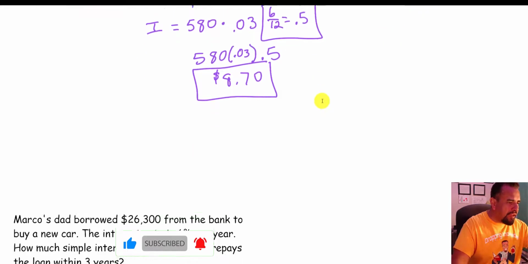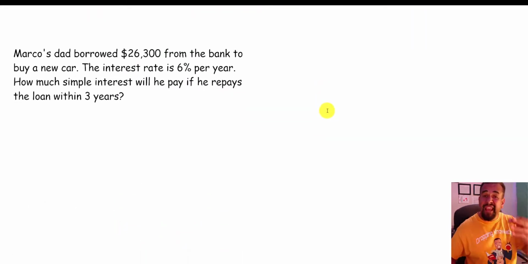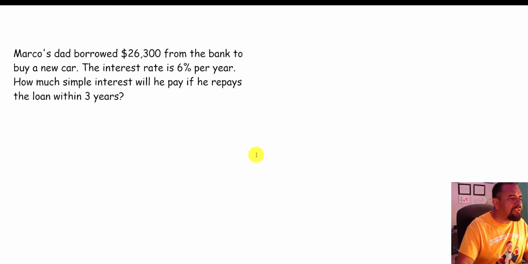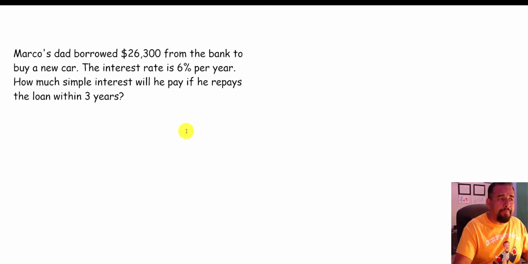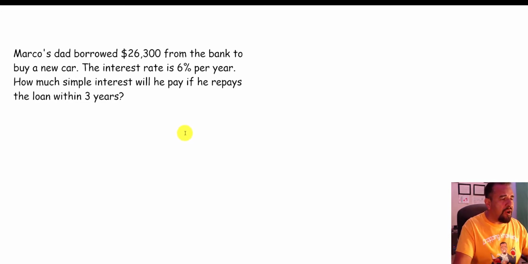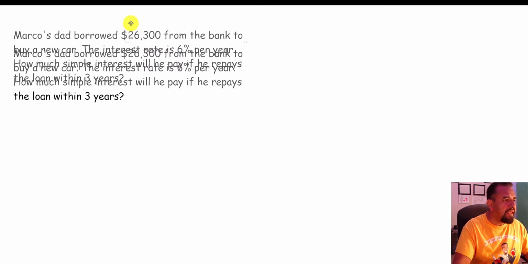Let's take a look at another one that's a little different and very common too. Marco's dad borrowed $26,300 from the bank to buy a new car. The interest rate is 6% per year. How much simple interest will he pay if he repays the loan within 3 years? All right. Well, let's take a look. Within 3 years. Let me move this up a little bit.